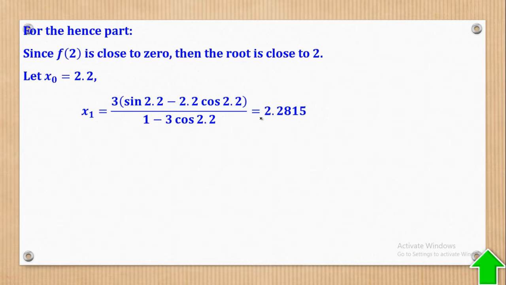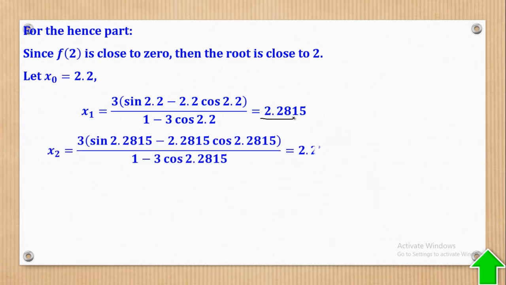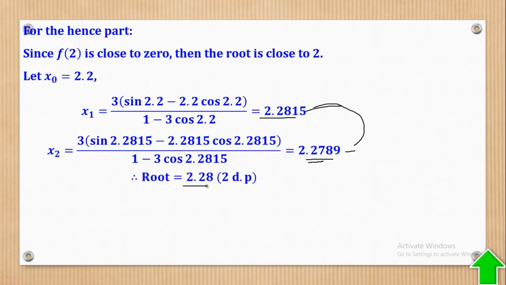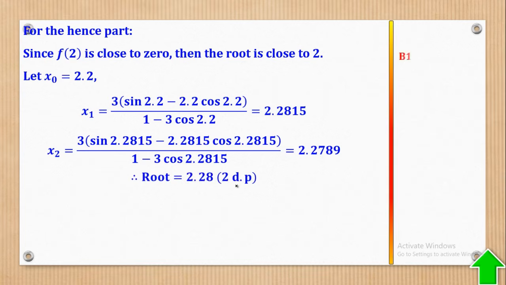When I repeat, I'll use this one to get my x2, and that will be the value of x2. So when you compare x1 and x2, round off these to 2 decimal places, it will be 2.28, and round off these to 2 decimal places, it will be 2.28. So what does that mean? It means that they are the same values, so we have to stop and conclude that the root is 2.28 to 2 decimal places. So basically that's what they wanted.